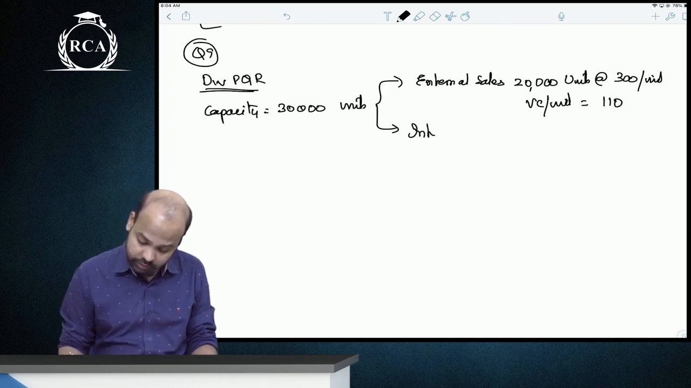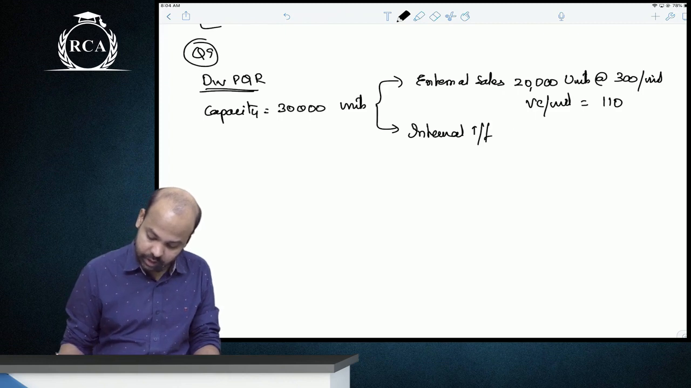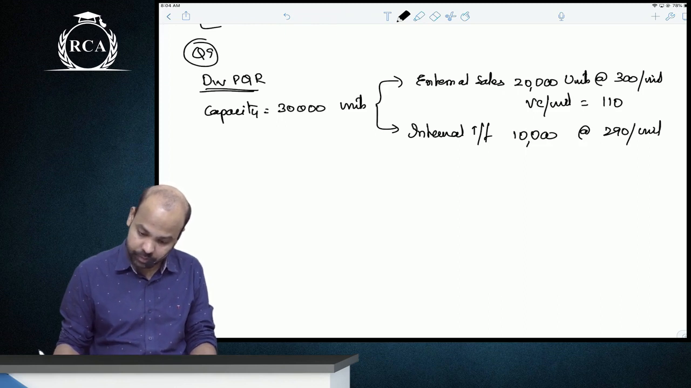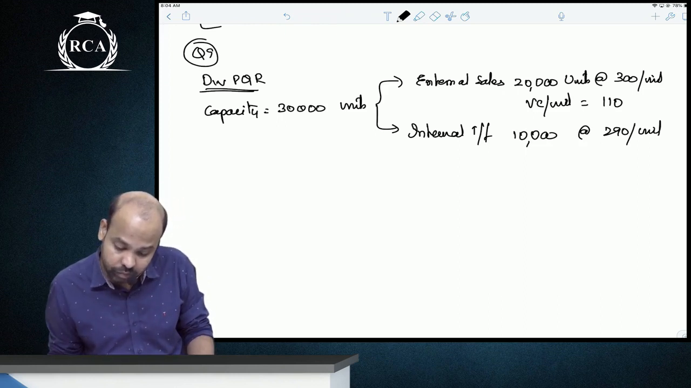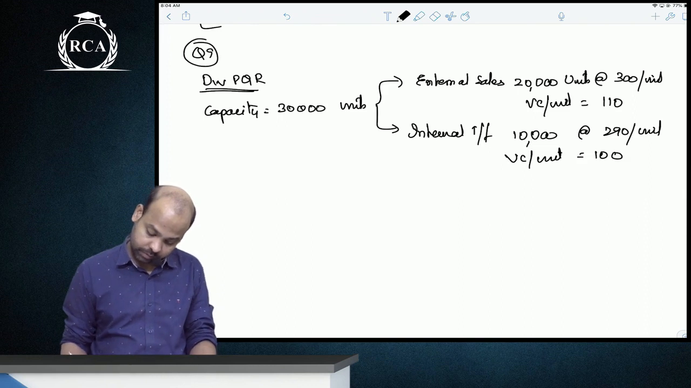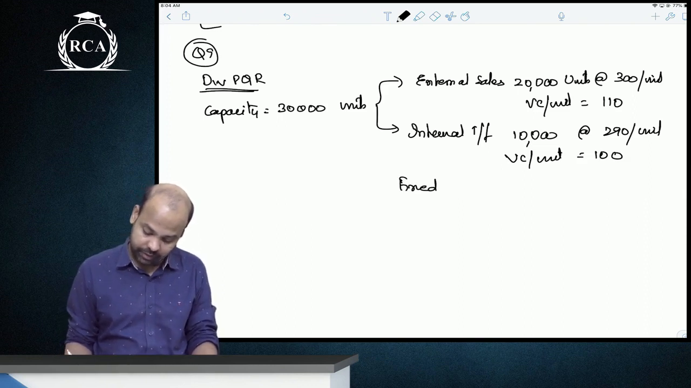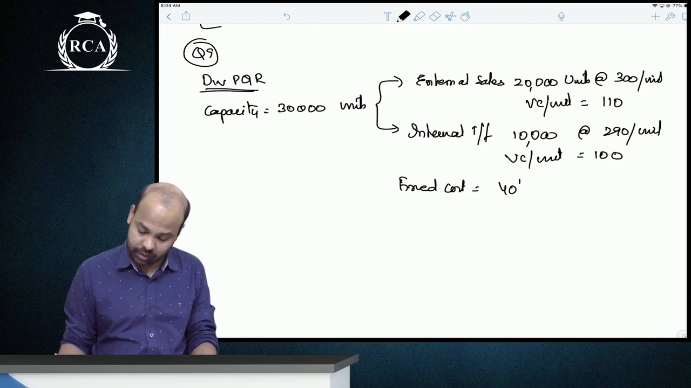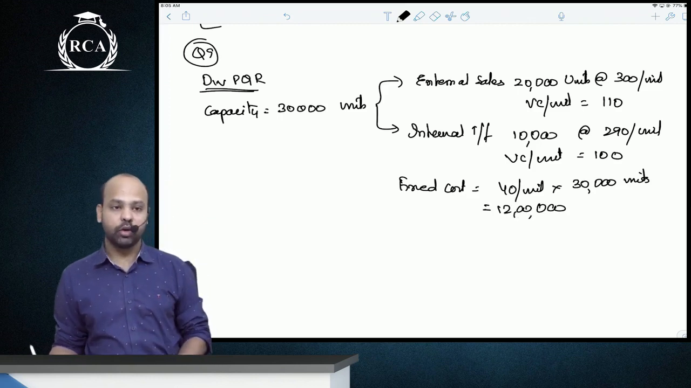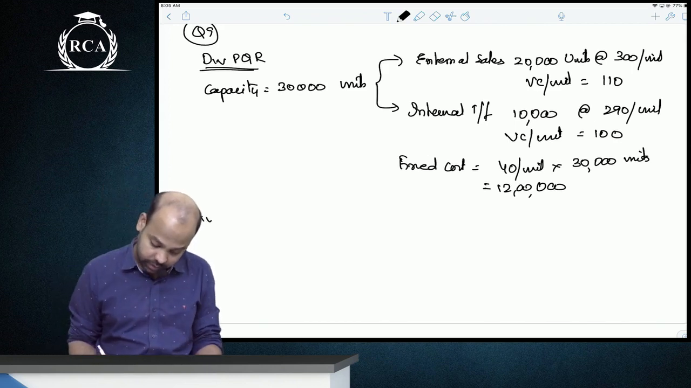And internal transfers: 10,000 units at 290 rupees per unit. 40, 20, 20, 20, 20. Variable cost per unit is 100 rupees. Fixed cost as such is 40 rupees per unit multiplied by 30,000 units, 12 lakhs.